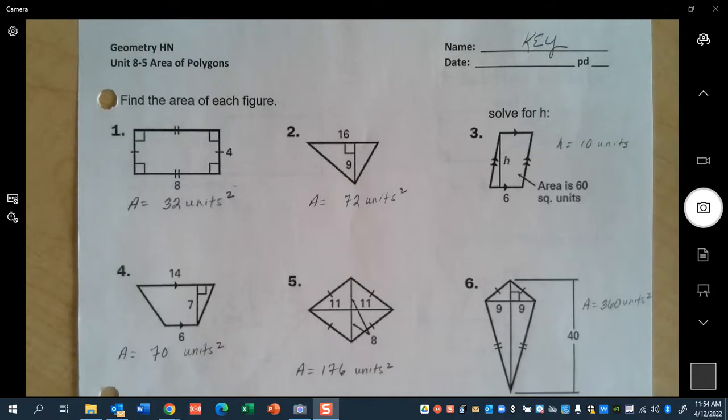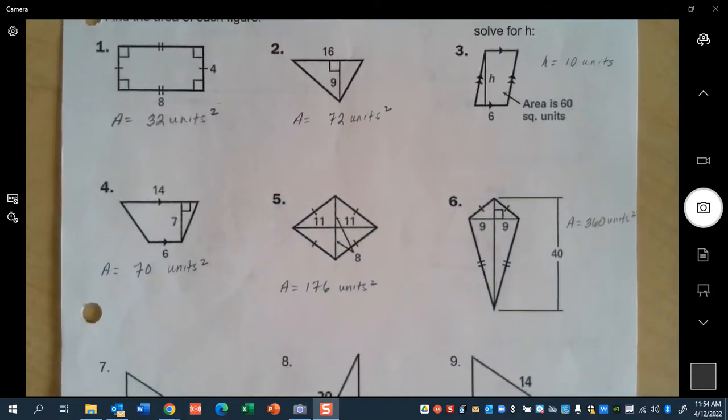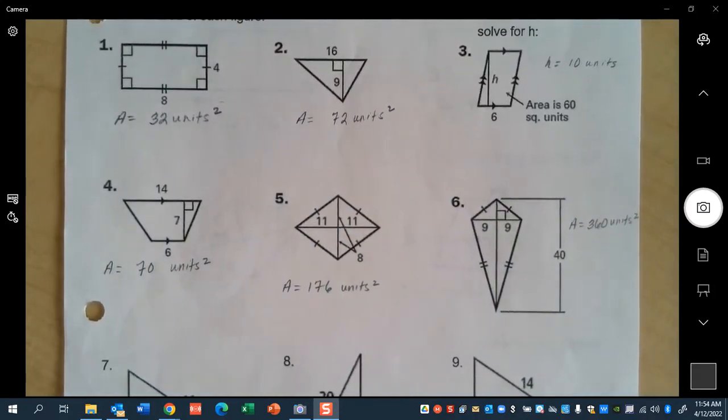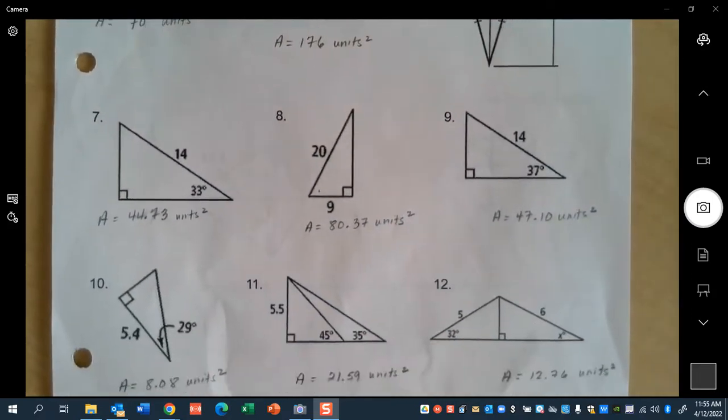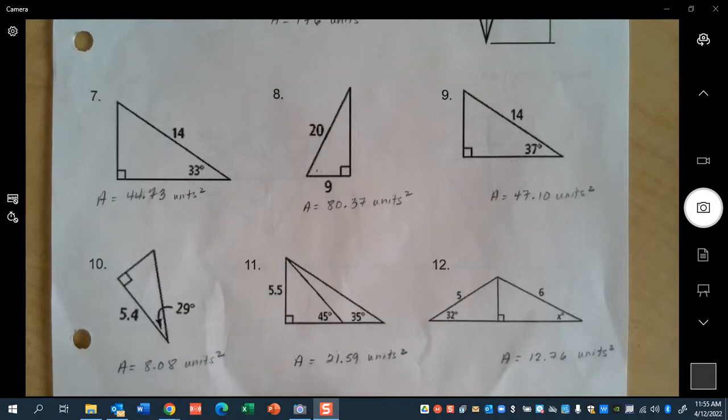The first 6 are not tricky at all. Those answers should have been easy, just looking at each of my basic quadrilaterals and how to find the area for them. 3 was a little backwards. They gave you the area, you had to find the height, no big deal. When we talk about 7, 8, 9, 10, 11, and 12, those are definitely tricky because you had to dig into your trig pocket.